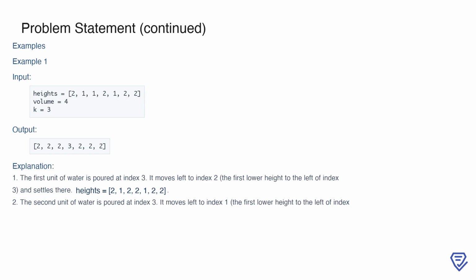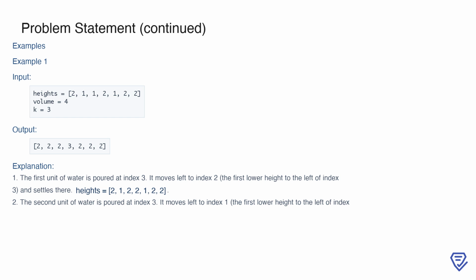Here, the elevation map is represented by the array 2, 1, 1, 2, 1, 2, 2. The total volume of water is 4, and the starting index for pouring water is 3. Initially, the terrain at index 3 has a height of 2. When the first unit of water is poured at index 3, it checks to the left and finds that index 2 has a lower height, so the water moves to index 2 and settles there. The updated heights array becomes 2, 1, 2, 2, 1, 2, 2.